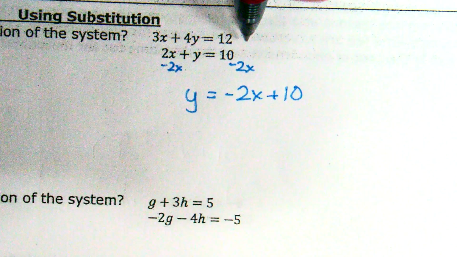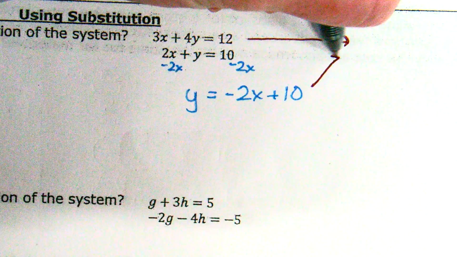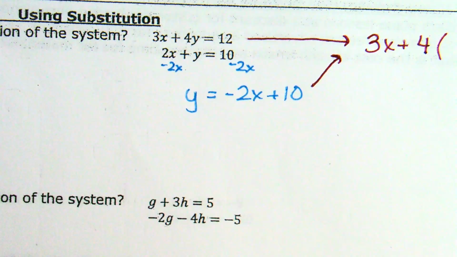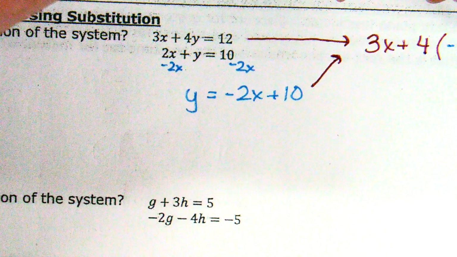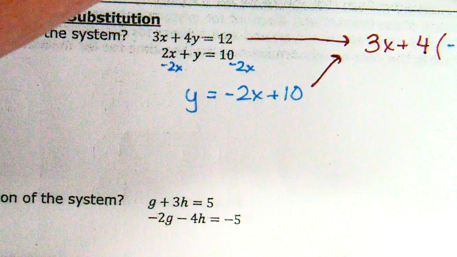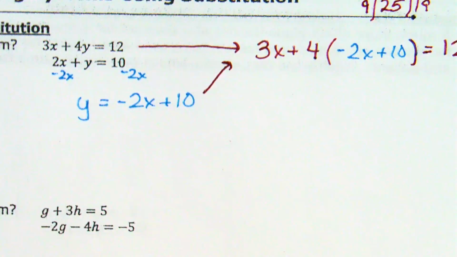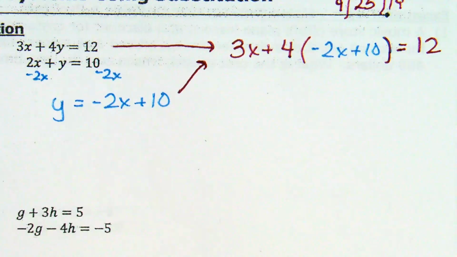So, using the other equation, my other equation is 3x plus 4y. What am I using for y? Negative 2x plus 10. And then that equation still equals 12. And I'm totally off the screen, aren't I? Better? There we go. So I took that top equation, rewrote 3x plus 4y equals 12, but instead of writing y, I wrote what y equals, negative 2x plus 10.